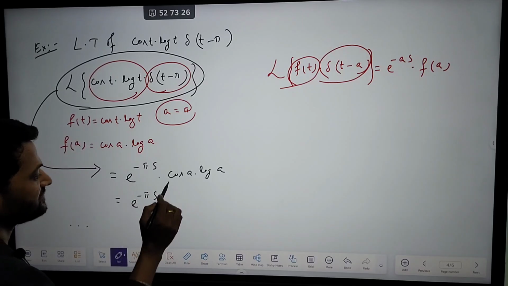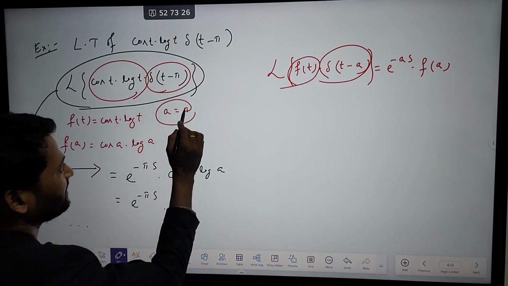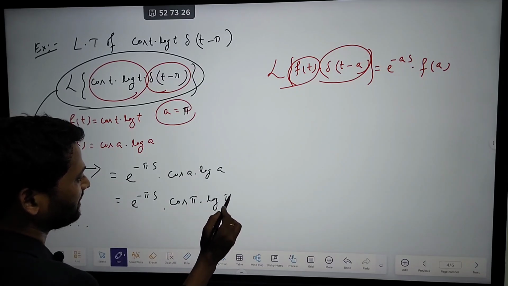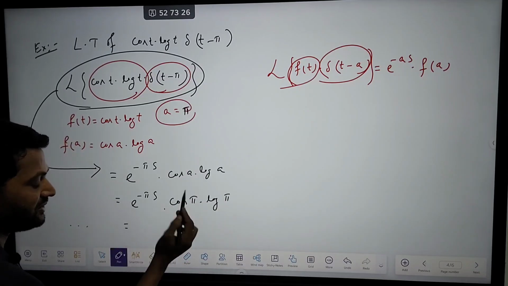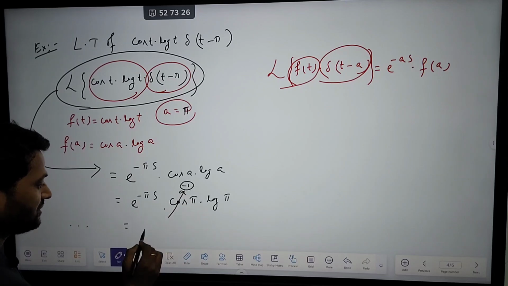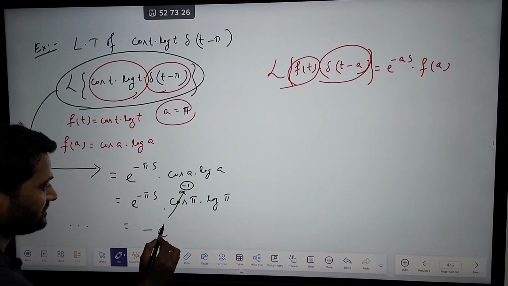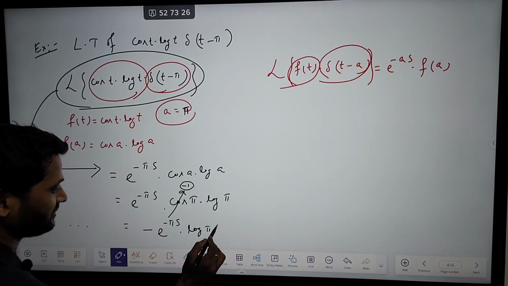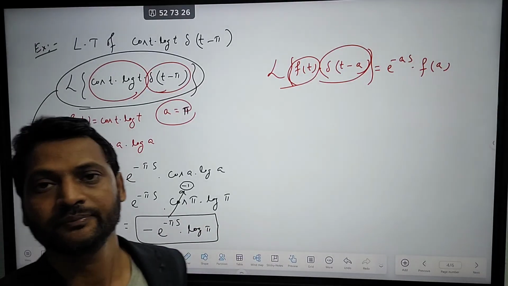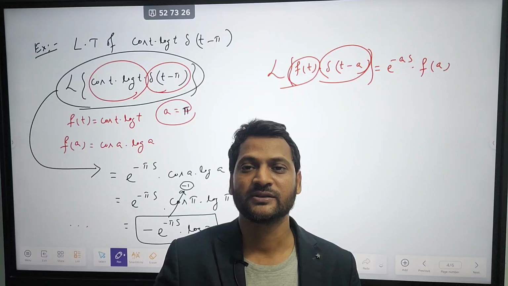सो e टू द पावर माइनस pi s, cos a कितना है pi, a इज pi, सो cos pi इंटू log pi, सो cos pi इज व्हाट माइनस वन, सो फाइनल आंसर इज माइनस e टू द पावर माइनस pi s इंटू log pi. ये हो गया आपका फाइनल आंसर.